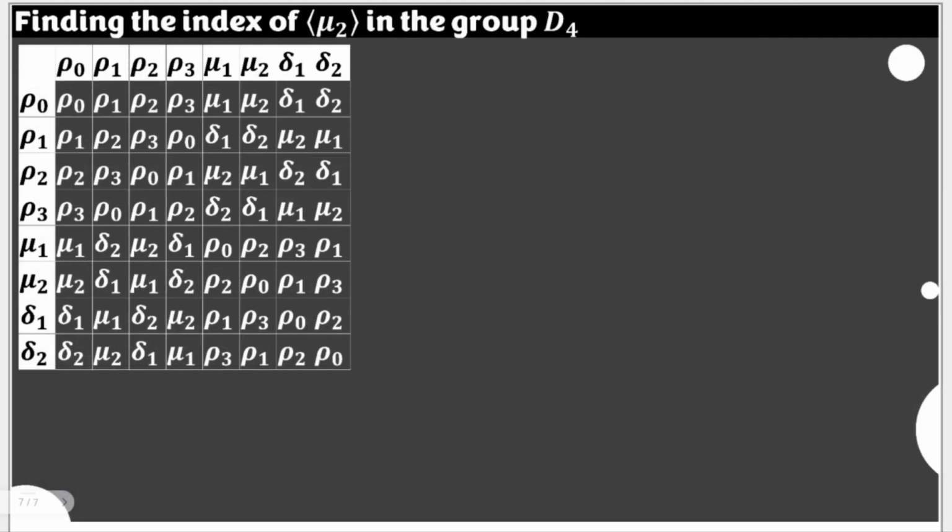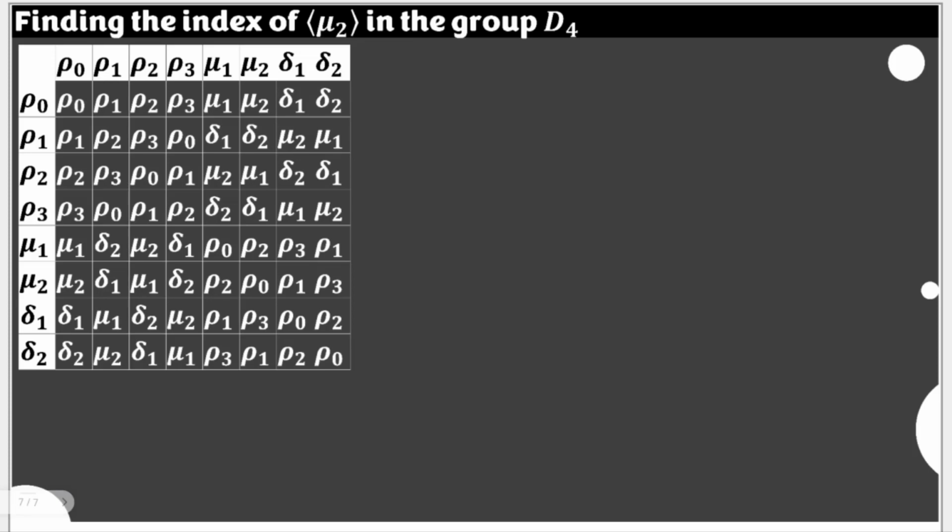Here, let's find the index of a subgroup that is generated by mu sub 2 in the given group of D sub 4, which is already given to us by the scalars table here. So we are just going to first look for the elements, or count the number of elements in the group and its equivalent in the corresponding subgroup generated by mu sub 2 before we can solve for the index.